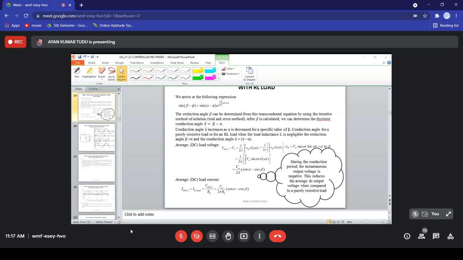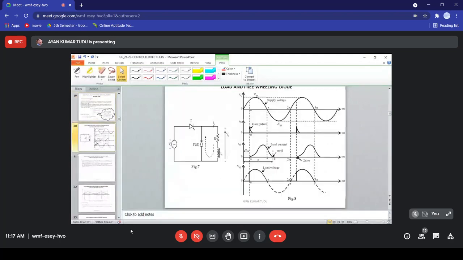Next, suppose that we are using a freewheeling diode with this single phase half wave controlled rectifier. Let us see the waveforms. FWD is nothing but the freewheeling diode. As you can see, during this freewheeling time, the load is shorted by the conducting freewheeling diode, and the load voltage is almost zero.